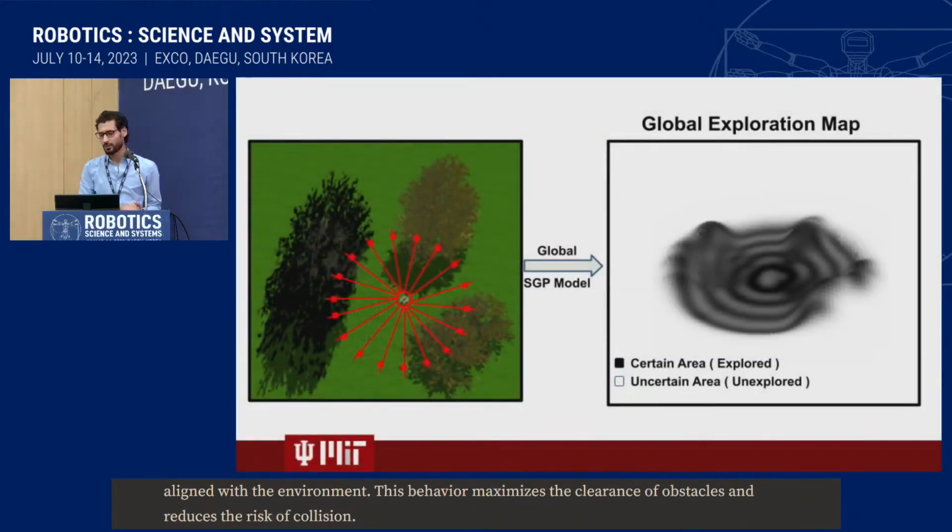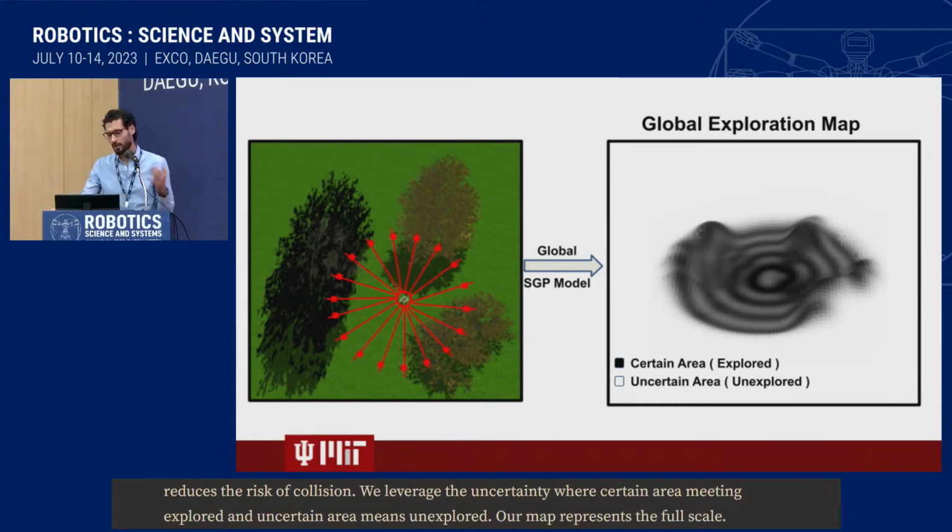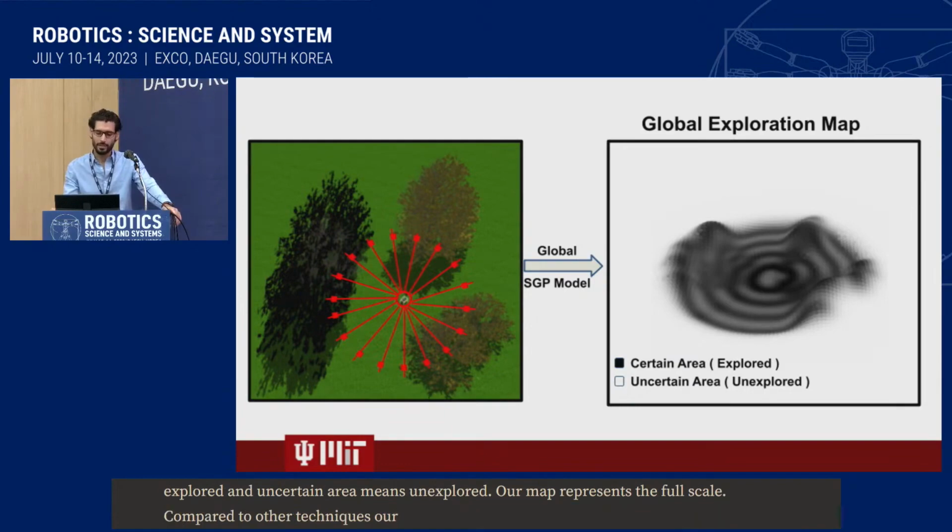We leverage the uncertainty of another global sparse Gaussian process model to model the exploration status of the environment, where certain area means explored and uncertain means unexplored. Here, our exploration map represents a full scan of LiDAR using only a single point. So, compared to other occupancy mapping techniques, our approach saves a lot of computation and requires less time to update the map at each observation.